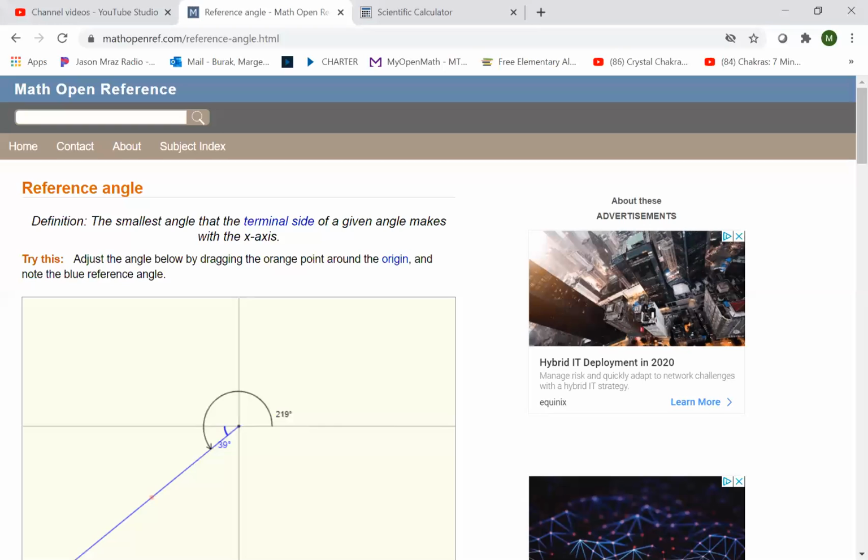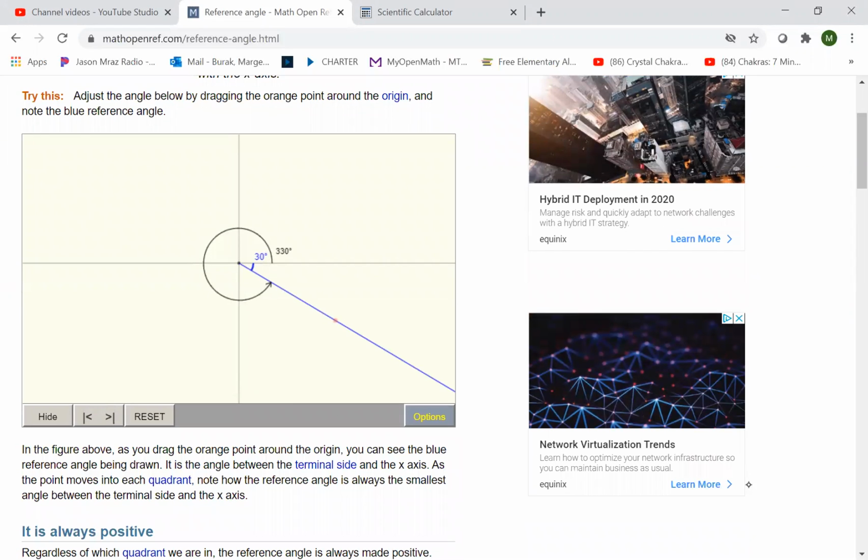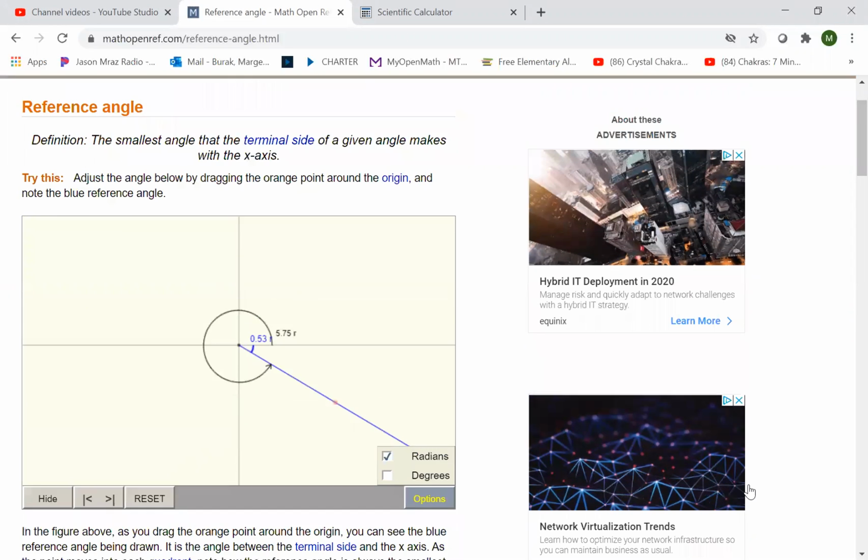Now you can see here's a 45-degree reference angle, but the real angle is 225 degrees. And if I go all the way into the fourth quadrant, my real angle would be 300, let's get a nice one, 330 degrees, but the reference angle is only 30 degrees. Okay, and I would like it to be radians too. So I can change that to radians.